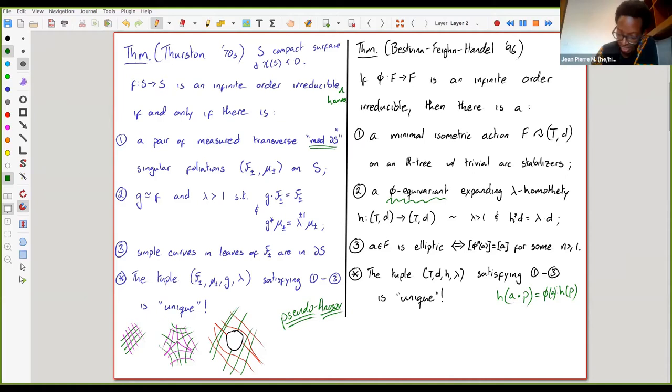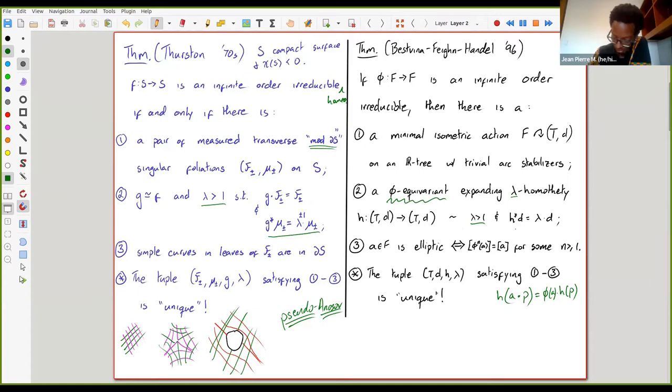So it tells you some things about the dynamics of the automorphism. And it's a homothety where things are stretched by lambda, and lambda is greater than one. This looks a lot like the second condition, where our pseudo-Anosov stretched the transverse measure by lambda. Here we have a homothety that stretches distances in our R tree by lambda.